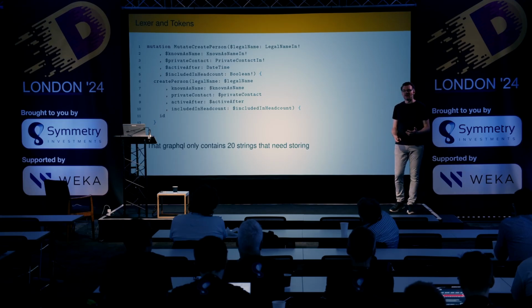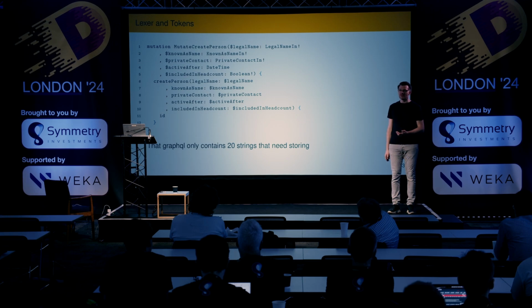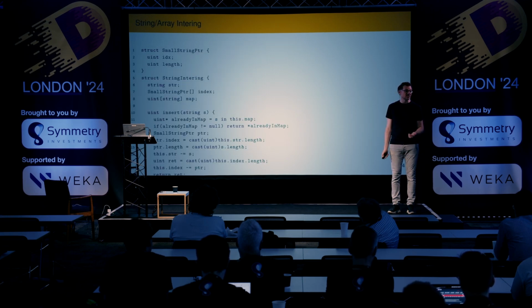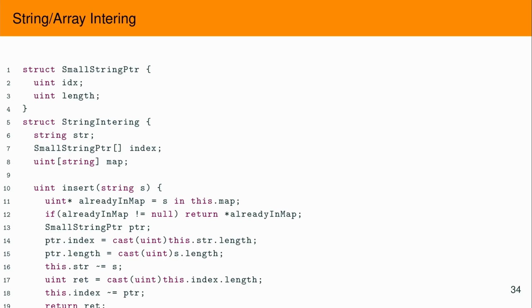On that regard, history has already given us a tool to do this, and it's basically called string interning or array interning. Doing this in D is pretty trivial. I have a thing I call the small string index. Instead of size_t's, it's a uint of the index and the length. And then there is a struct called the string interning thing. In it is the string itself, which is basically a concatenation of all the strings that we want to store. Then there is an array of indices that get used to point into that string. And then there is a map to basically do the uniquing of them.